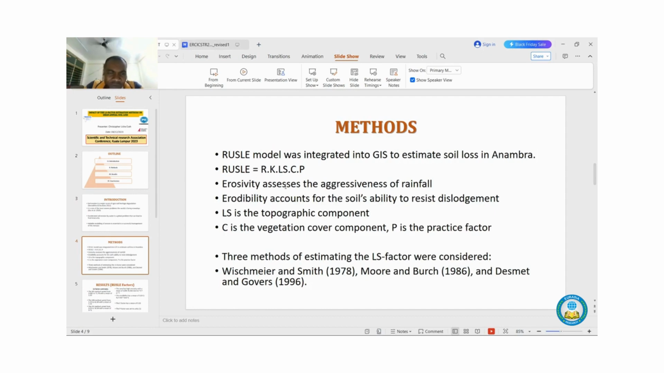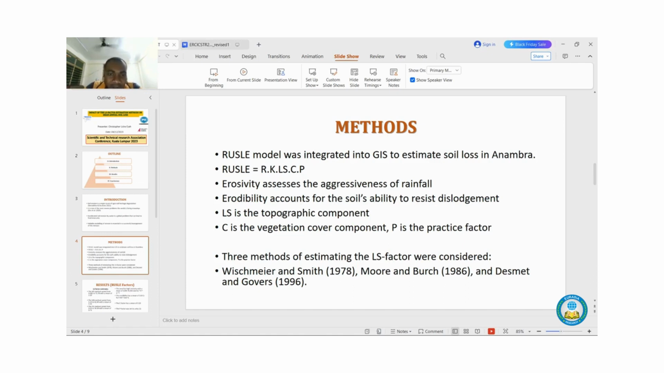Methods applied. The RUSLE model was integrated into GIS to estimate soil loss in Anambra, where the RUSLE model is a product of R, K, LS, C, and P, where R is the rainfall erosivity that assesses the aggressiveness of rainfall. K is soil erodibility that accounts for the soil's ability to resist dislodgement.